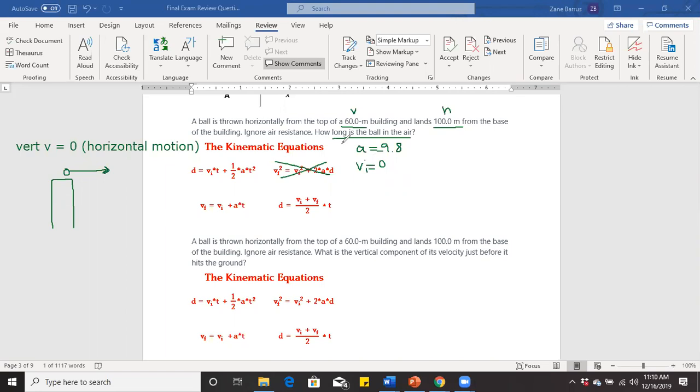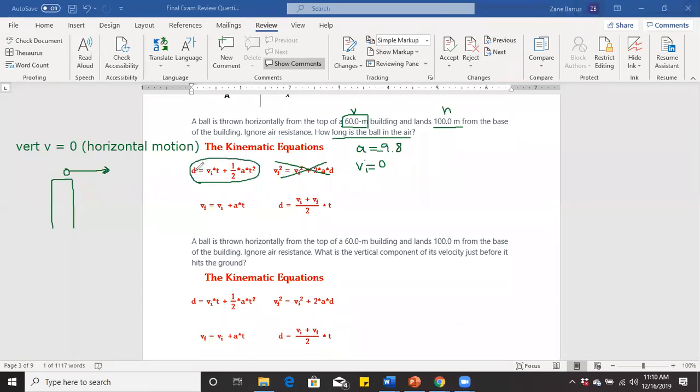Okay, so let's take stock of what we have. Once again, we're looking for time. We know the distance it travels vertically is 60 meters. We know its vertical acceleration is negative 9.8. We know its initial velocity is 0. So this equation right here is popping out as one that could help me.